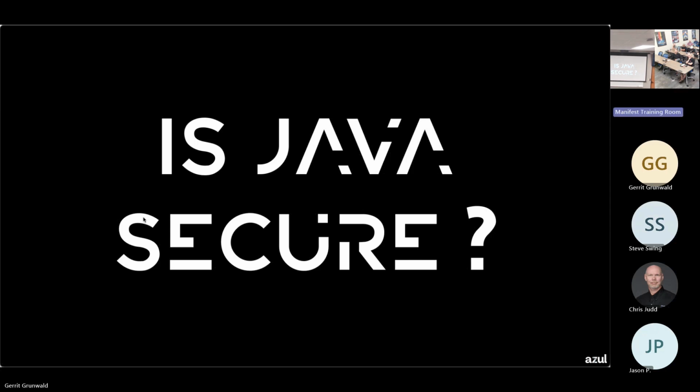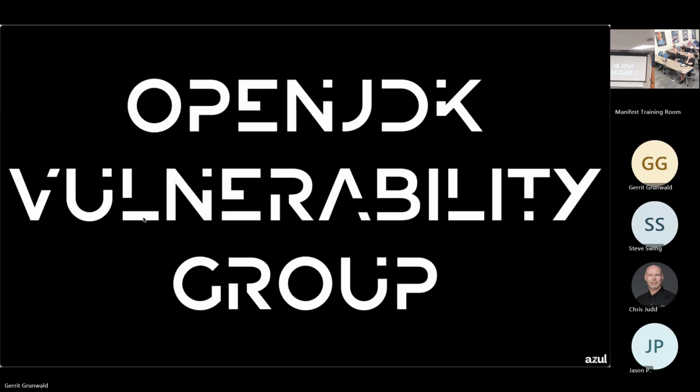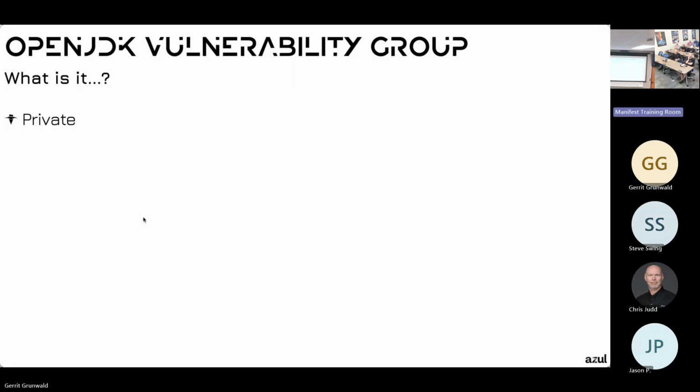So the question is, is Java secure? Because that question came up to me when I saw that. There is a so-called OpenJDK Vulnerability Group. That is a private forum of trusted members from the OpenJDK community. You can't just go there and say, "I would like to be part of it." They choose who should be part of it. It's like a friends thing: "I know you for 10 years, I trust you, so you can also be part of the group." But from the outside, you can barely get into it just because you would like to.